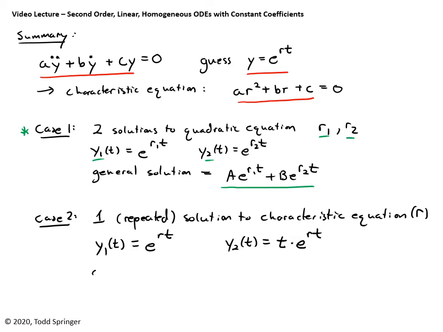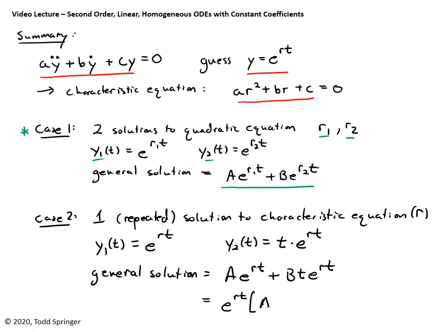And then my general solution is going to be equal to some constant times e to the rt plus some other constant times t e to the rt. Or you could just write it like this, factor out an e to the rt, (a plus bt). Okay, so those are the two cases we've talked about so far.